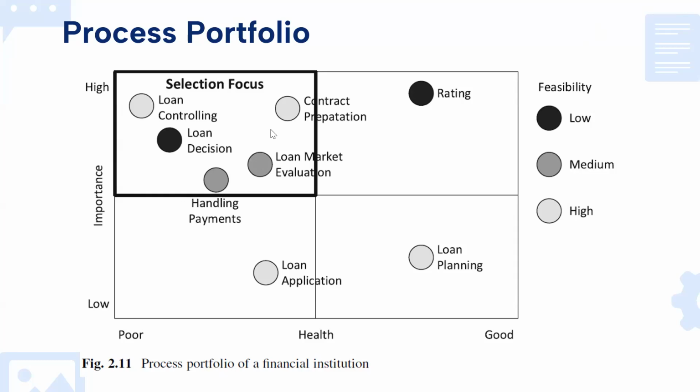Do you think it is justified, Ayomi? Selecting contract preparation over loan controlling? Yes? Then you have to justify your answer. Tarindu justified his answer properly. Now you have to justify your answer. Contract preparation and loan controlling have the same importance, and feasibility is also the same. But health is more than loan controlling.